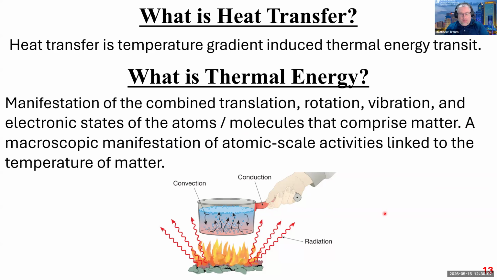And for our purposes in this class, there are going to be three different types of heat transfer. There's going to be conduction, convection, radiation. I really like this image because it shows all three simultaneously, which is what happens in the real world, right? We're going to sort of silo them out and talk about them individually, but in the real world, all three happen at the same time.